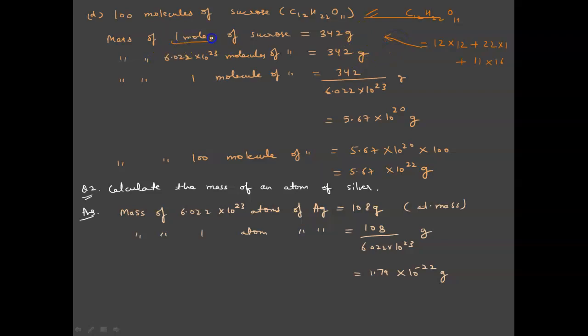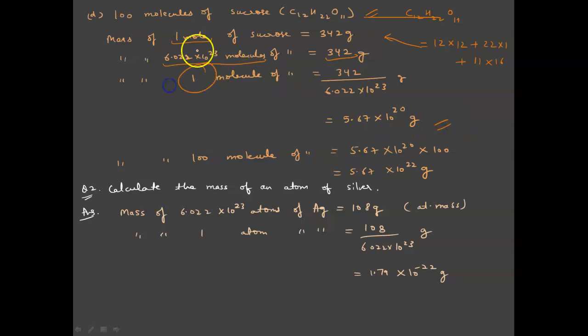So what is 1 mole? This is 1 mole: 6.022 into 10 to the power 23 molecules. If we are dealing with molecules for a compound, and in case of an element we will write atoms. So this is 342, and using the unitary method, for 1 it goes in the denominator, and the final answer is 5.67 into 10 to the power minus 22 gram.